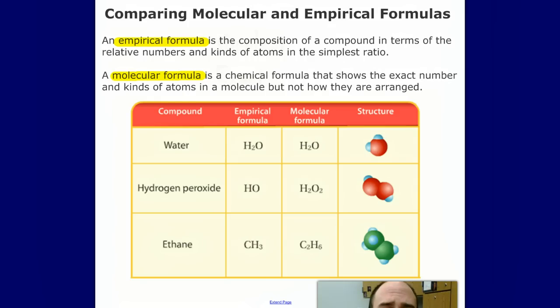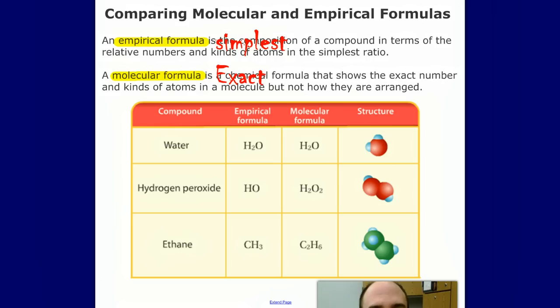Basically, we need the definitions here. You need to know empirical formulas account for the composition of a compound in terms of the relative numbers and kinds of atoms in the simplest ratio. Need to know it's simple. Molecular formula, chemical formula that shows the exact number. So pause it, write these down. Here's what you need to know from it, is that empirical formula is a simplified version of the molecular formula.